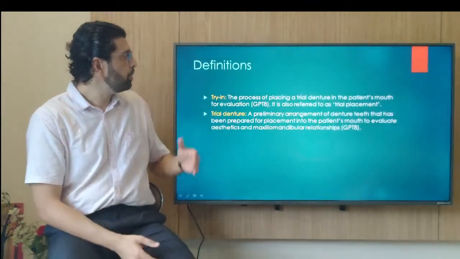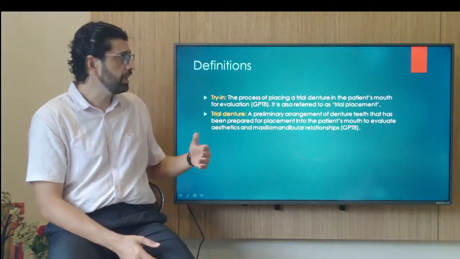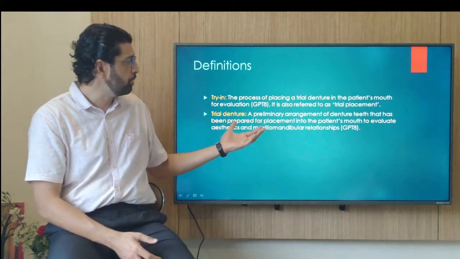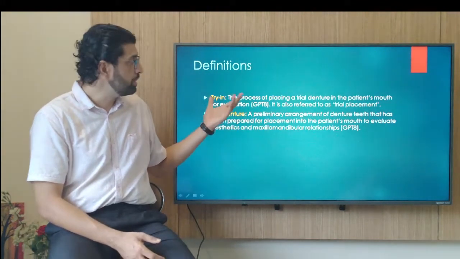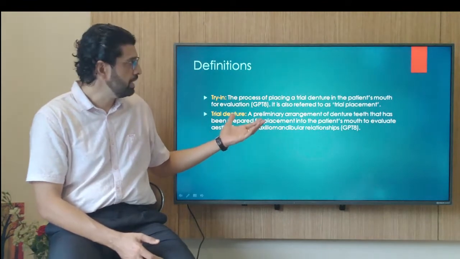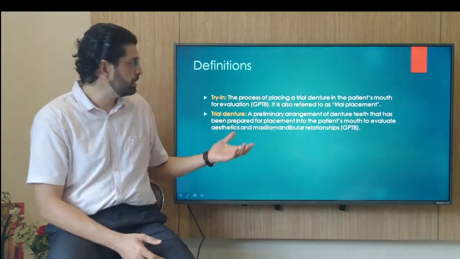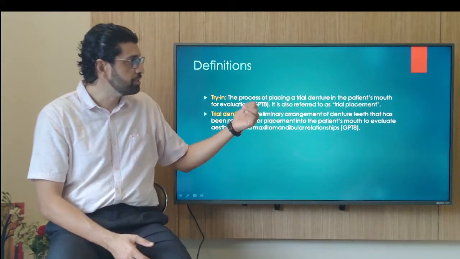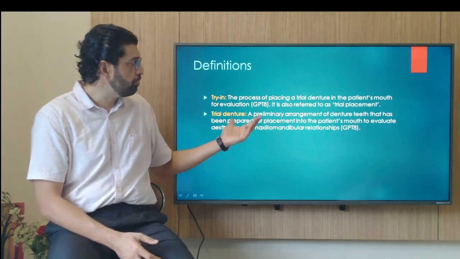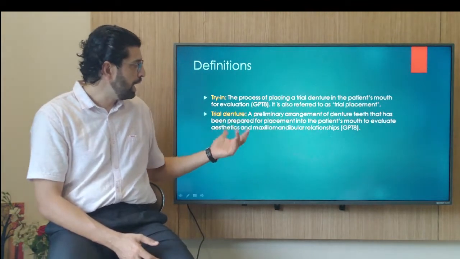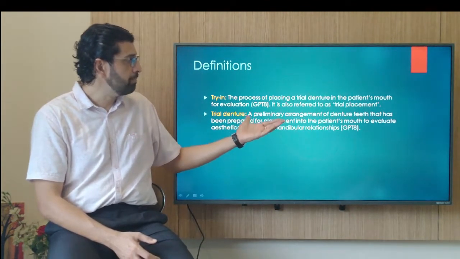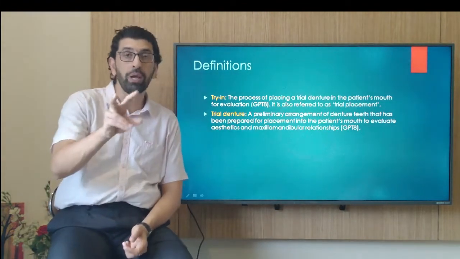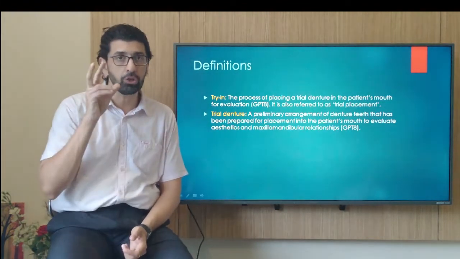All right. So what's the definition of try-in? Try-in is a process of placing a trial denture in the patient's mouth for evaluation. That's your GPT definition. Okay. It is also referred to as a trial placement. All right. The trial denture. The trial denture is the preliminary arrangement of the denture teeth that has been prepared for placement into the patient's mouth to evaluate the aesthetics and the maxillomandibular relationship. So in this definition, very clearly you can see there are two major aspects that you want to verify.